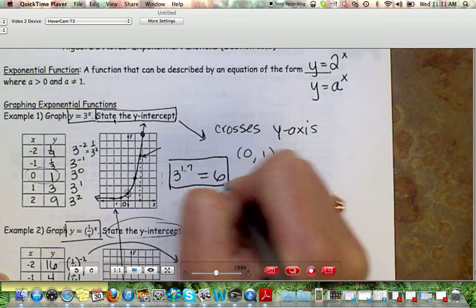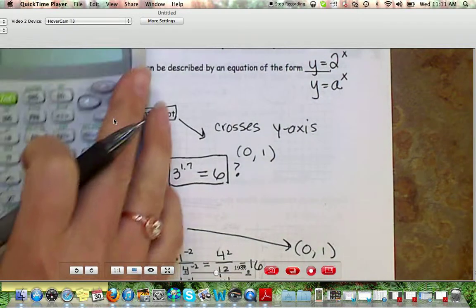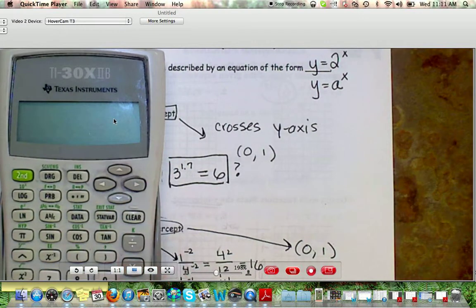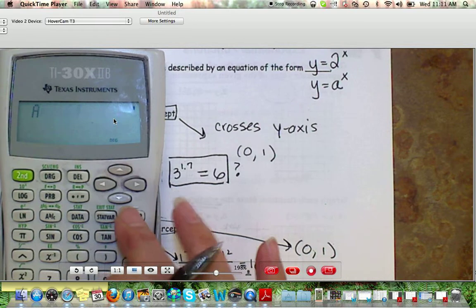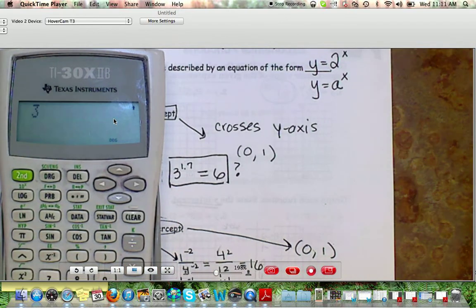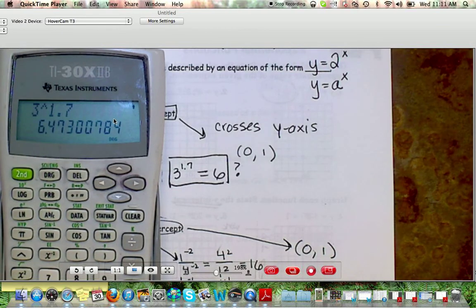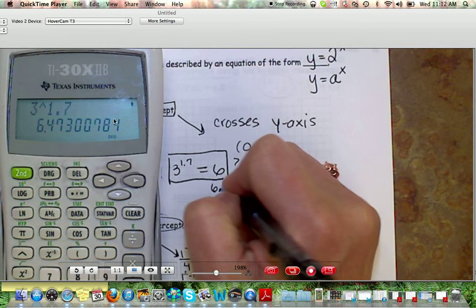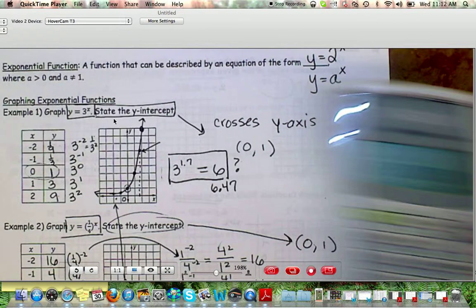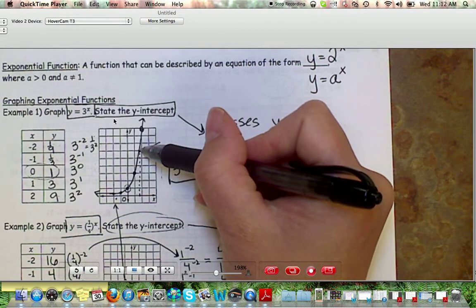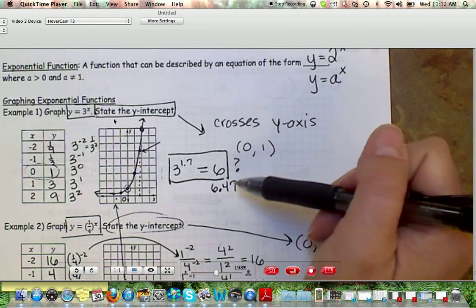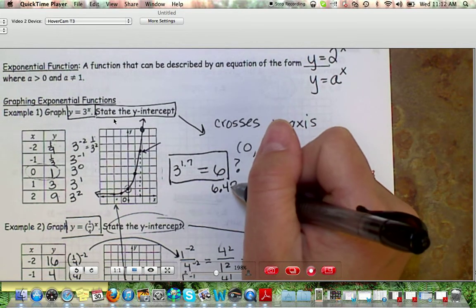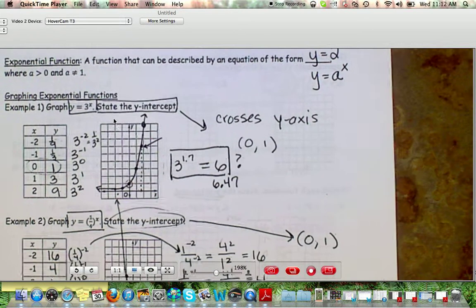Now I can put that in my calculator. It says use your calculator to estimate it. So this is how you do it. 3, and then you push your caret button, raise it to the 1.7, and I got 6.47. So you want to actually write your value here. So you use your graph to guess it, and then plug it into your calculator to see how far off you were. So that's what you would be doing there.